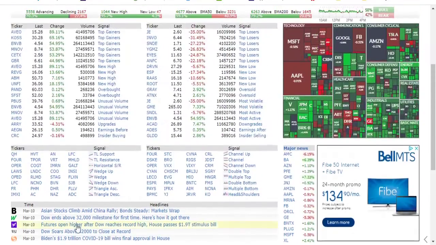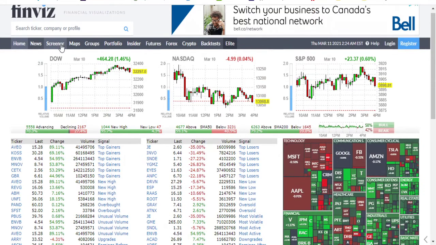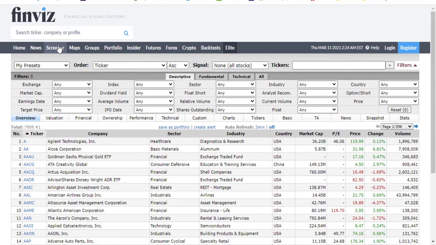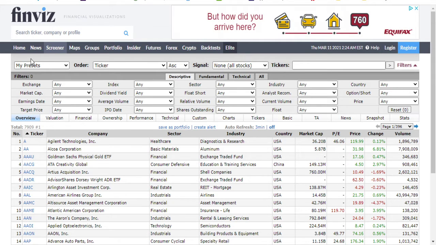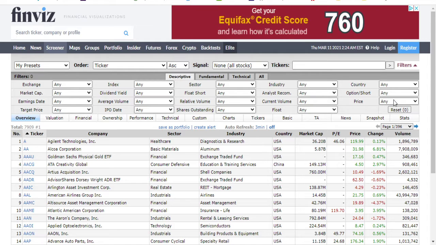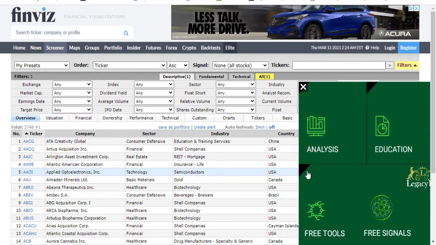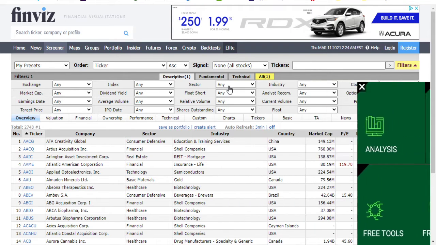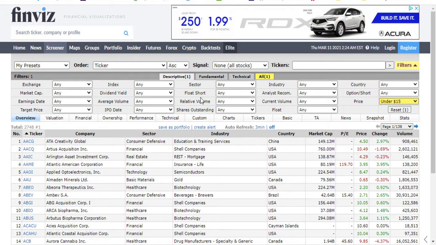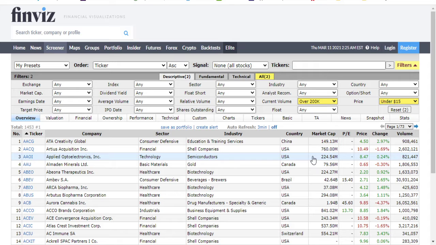But we're just going to get into the basics. So basically, we want to go to the screener. We're going to look for the next hottest stock. So what we're going to do, we're going to go to price, under $15. Keep in mind we're on a budget. We don't want to spend a lot on stocks. Current volume, which is right here. We want it over 200K.